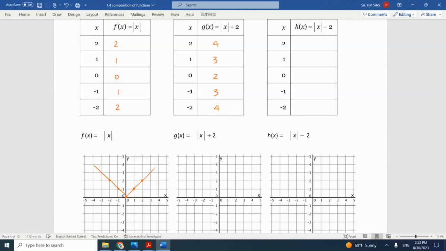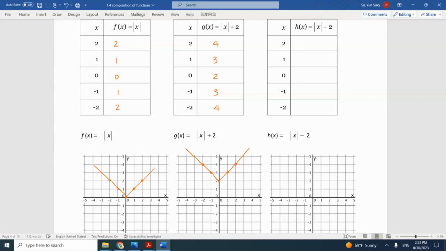It's all these numbers plus 2. This is absolute value of X, and we add 2 to it. So we look at these numbers, we add 2. Okay, and let's plot the points. 2, 4, 1, 3, and 0, 2. Negative 1, 3, negative 2, 4. Okay, and connect them together.